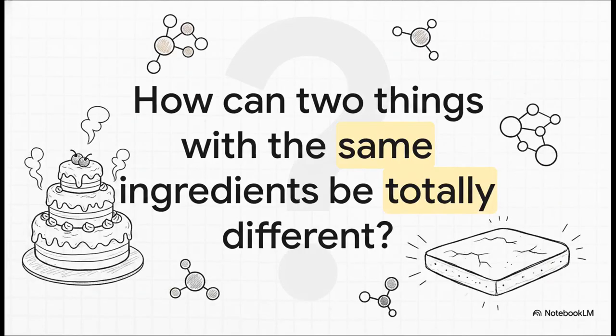So let me ask you this. Just think about it for a second. Imagine you're baking 2 cakes. Use the exact same recipe, same amount of flour, sugar, eggs, everything. But one comes out perfect, and the other is just a dense hockey puck. Well, believe it or not, this kind of thing happens with molecules all the time. But how is that possible?